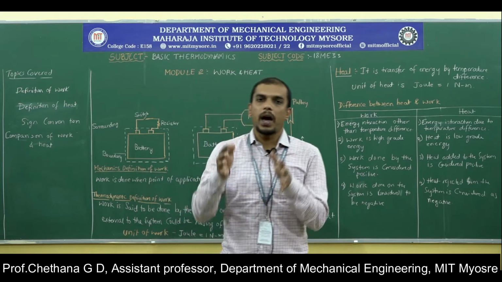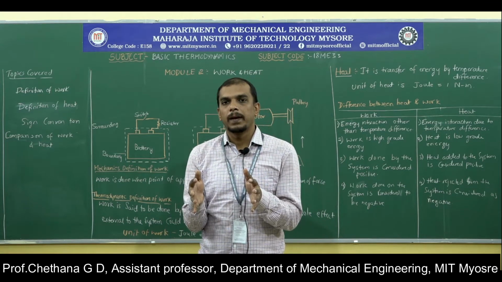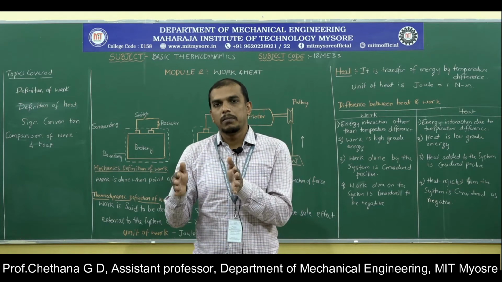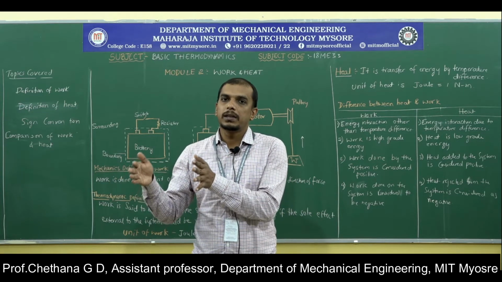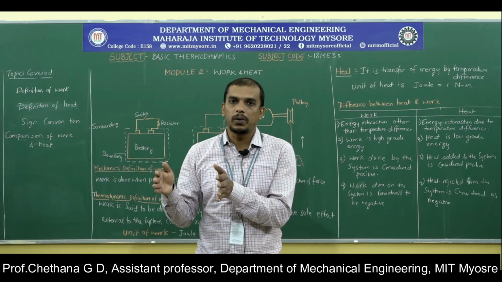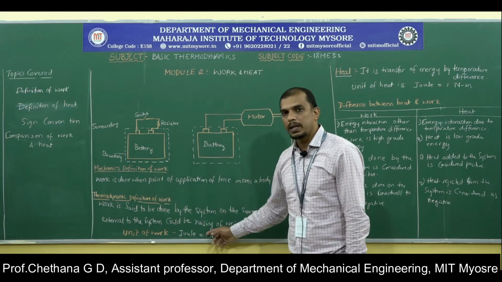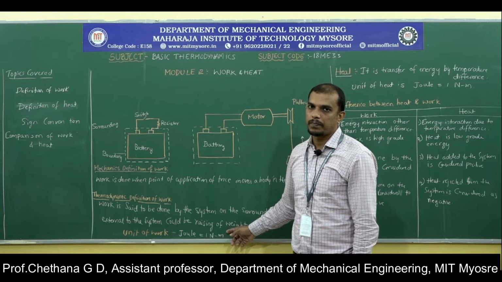It is like if you have a weight of 1 Newton, if that can be moved by a distance of 1 meter, then you call that as 1 joule. That is what is the meaning of 1 Newton meter.